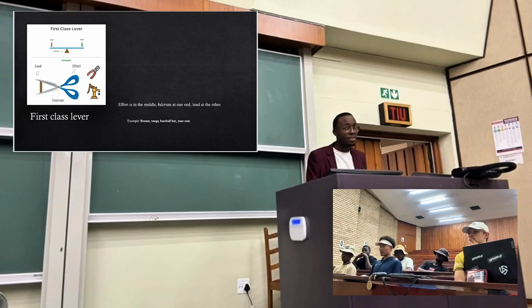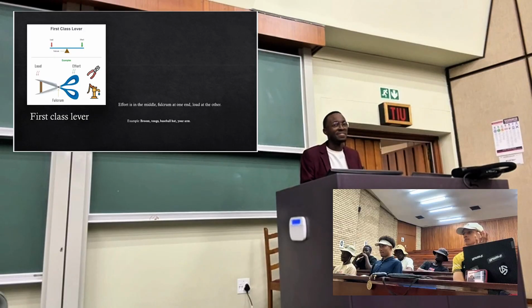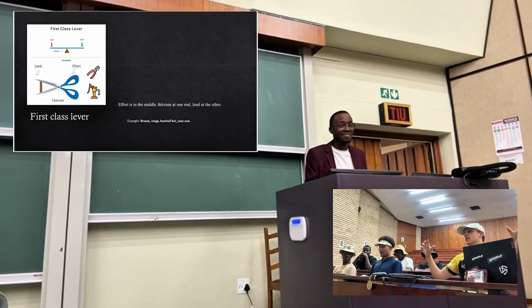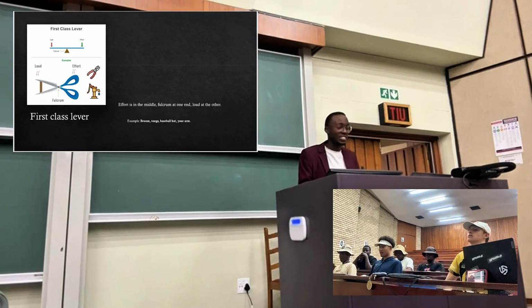Crowbar. Crowbar. Is it a first class? It is a first class lever, yes. Any other examples? Seesaw. Explain. Load on the effort and then the fulcrum in the middle. There you go, that's a good example.